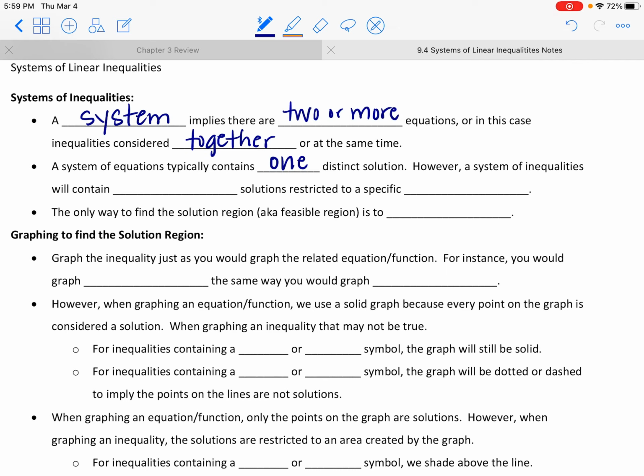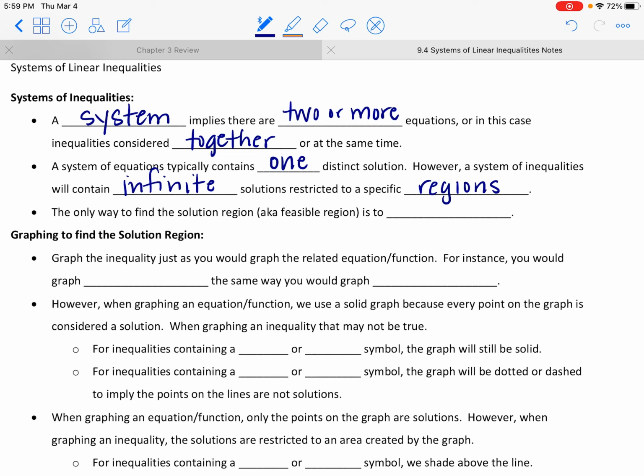However, a system of inequalities can contain a set of solutions or regions of solutions that are restricted to specific locations on the graph. So we'll contain infinite solutions, and these solutions are restricted to specific regions of our graph. Now, the one solution is sort of pertaining to linear systems of equations, but for any system of equations, there are generally distinct solutions, where with inequalities, we're looking for these regions of infinite solutions.